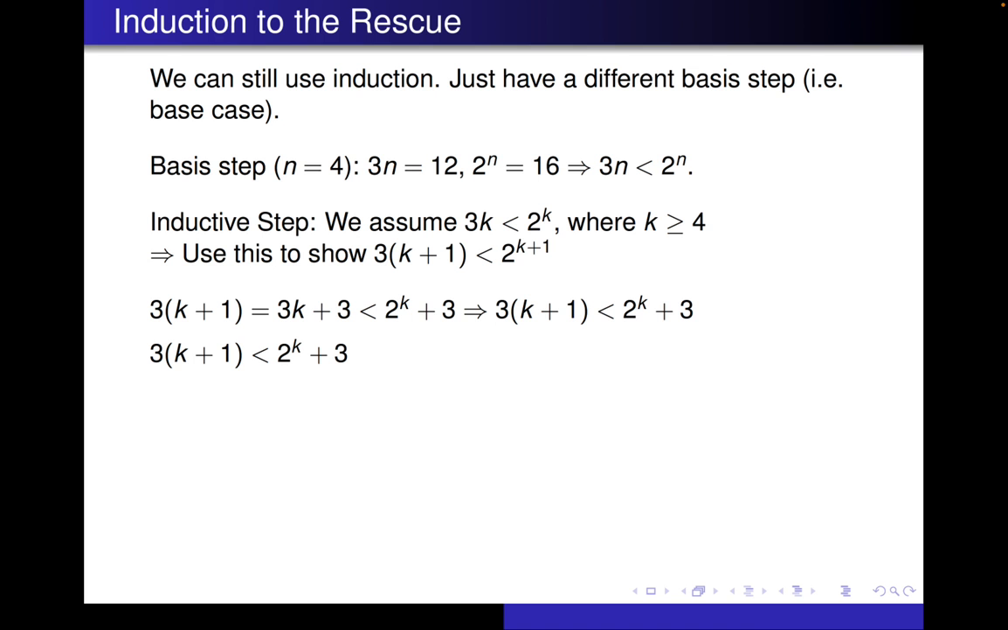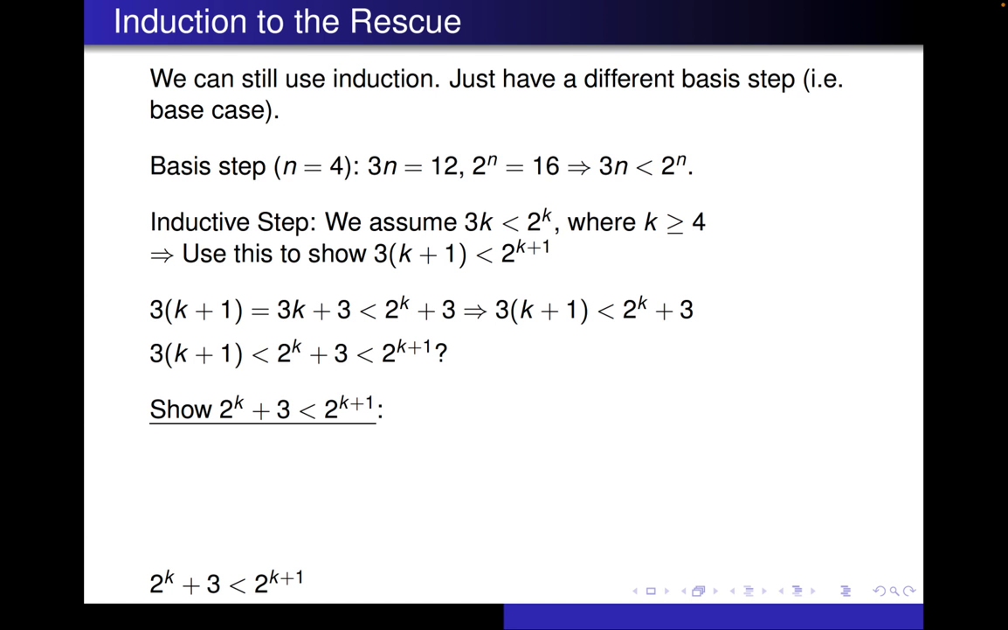If somehow I can prove that 2 to the k plus 3 is less than 2 to the k plus 1, then I can use that string of inequalities to show that 3 times k plus 1 is less than 2 to the k plus 1. So let's see how I'm going to prove it. Well, once again, I want to see if I can work my way back from what I want to prove towards what I can assume to get there.